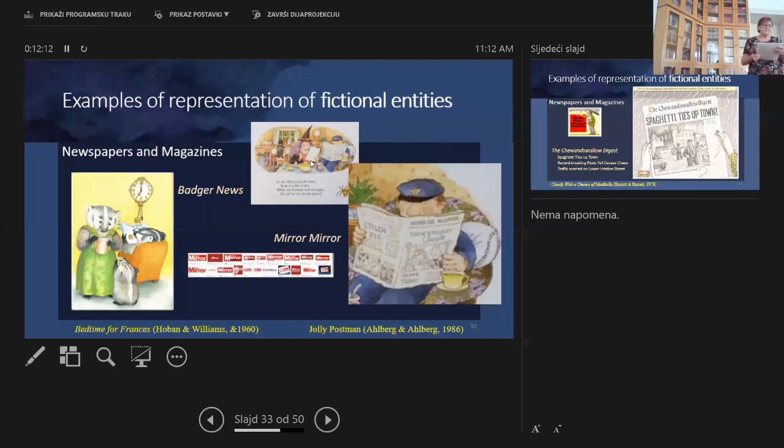These newspapers have appropriate titles. The Badger reads Badger News, and the Postman reads Mirror Mirror, which brings news about Cinderella's honeymoon, which is part of the picture book.